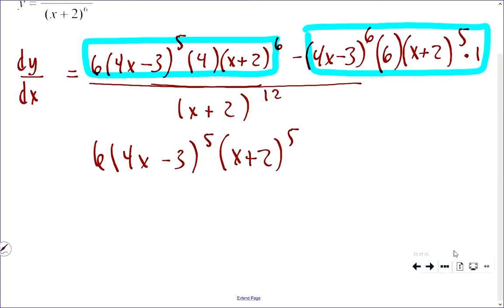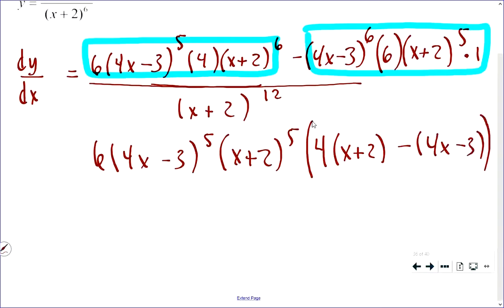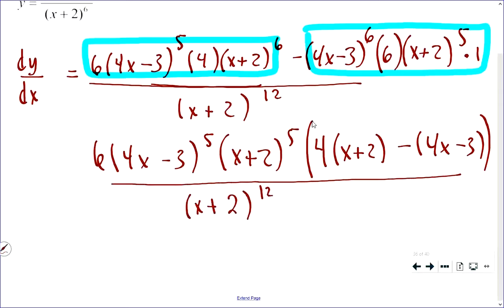What do we have left? We took the 6 out. We took out 4x minus 3 to the 5. We have a 4 left. And we have an x plus 2 left. Minus, we have a 4x minus 3 left. We're done. Well, we're not done. We have to write the answer now. But I'll pause there. Any questions with that line?